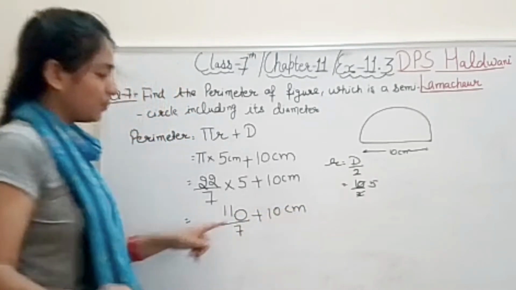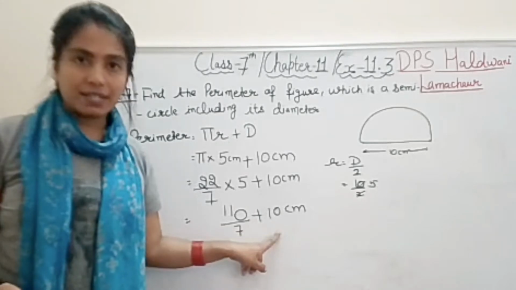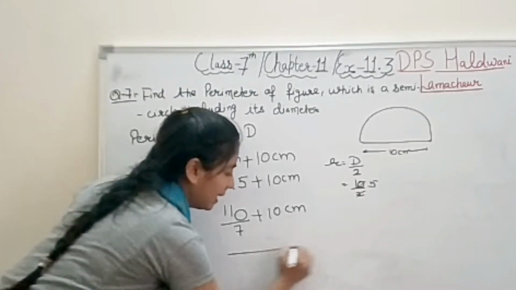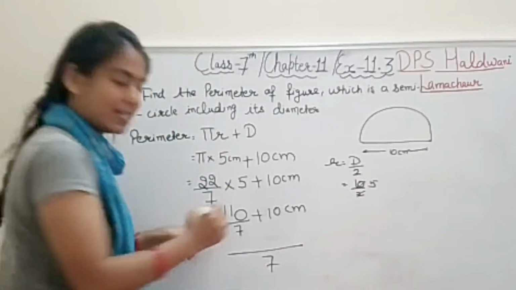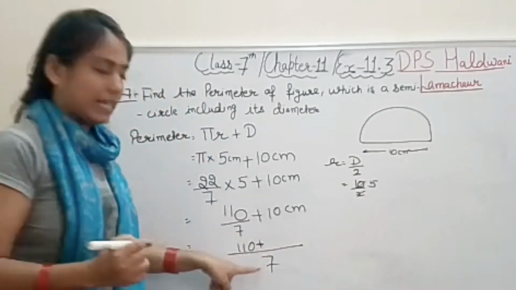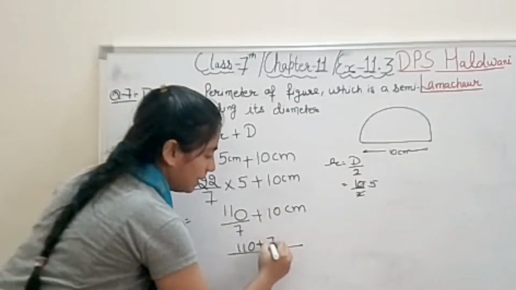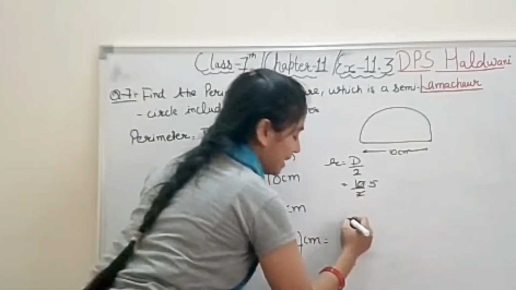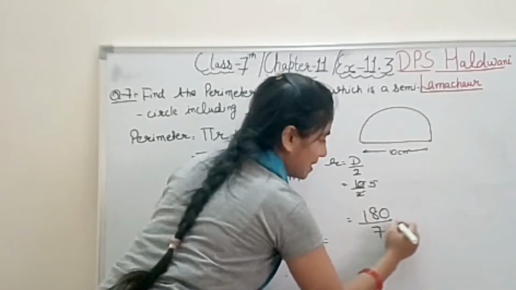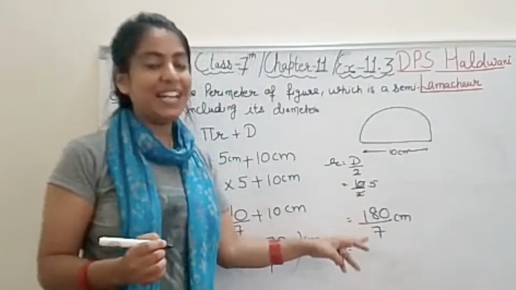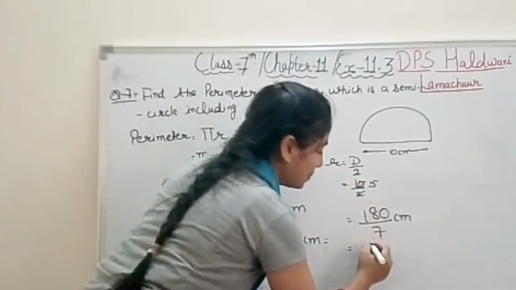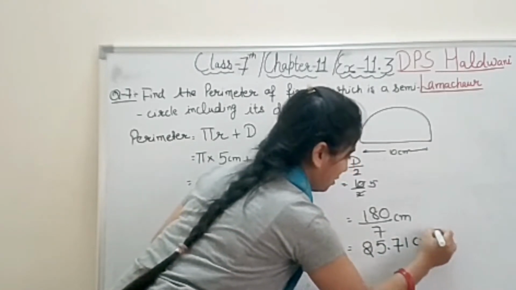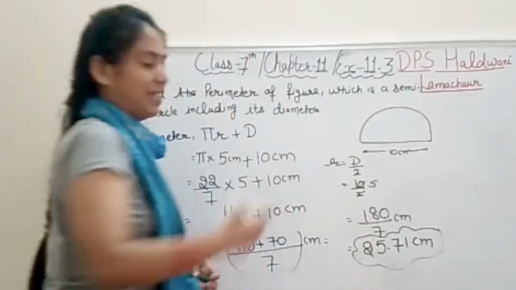And as you can see, student, here is a plus, so there is no same denominator. Again, the basic term came: you will take the LCM. When you take the LCM, the LCM will be 7. So 7 ones are 7, 1 is 110 only, plus 7 tens are 70 centimeter. So the answer is 110 plus 70 is 180 upon 7 centimeter. That's it, student. Now you will divide it. When you divide, 7 twos are 14, and so on, 25.71 centimeter. It means this is the perimeter of this semicircle.